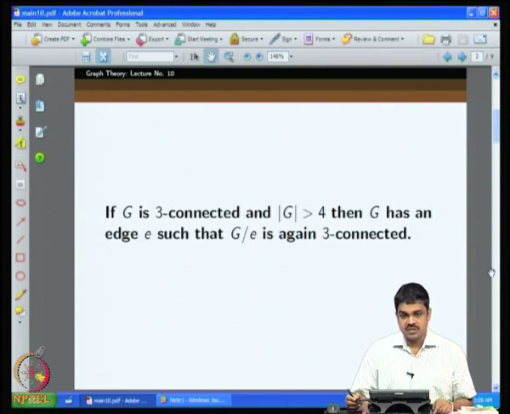If the number of vertices is equal to 4, you cannot possibly do that, because if it is a K4, if you contract any edge, you end up getting a K3, and it is not 3 connected, it's only 2 connected. So this condition that the number of vertices is greater than 4 is important.